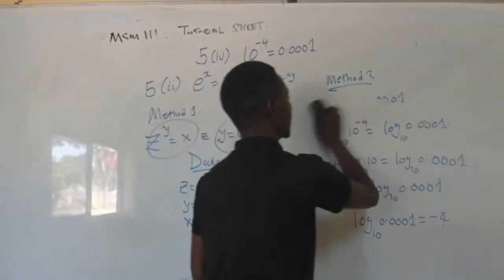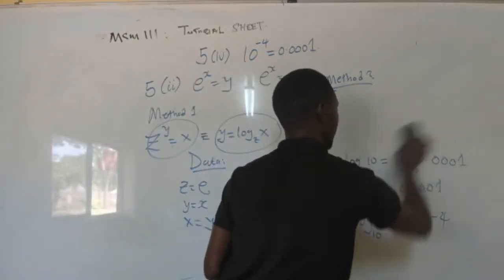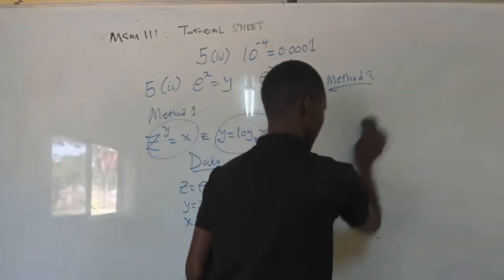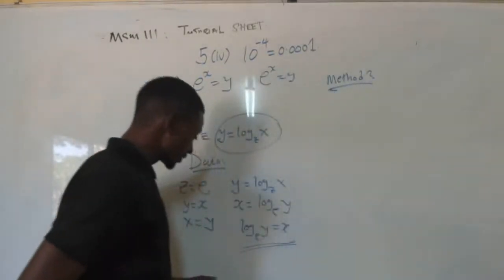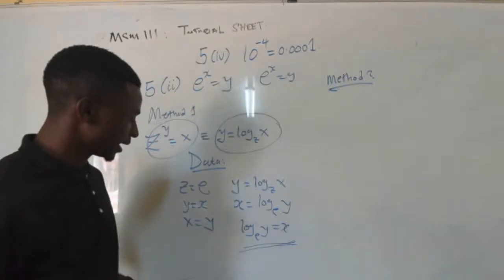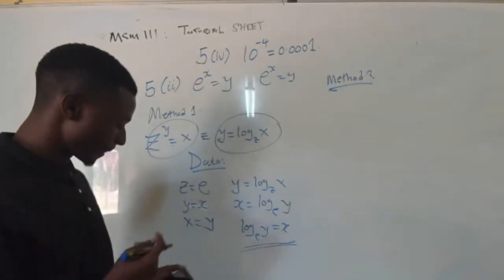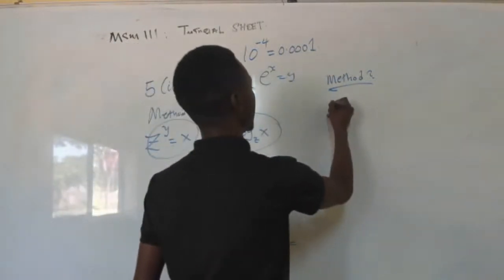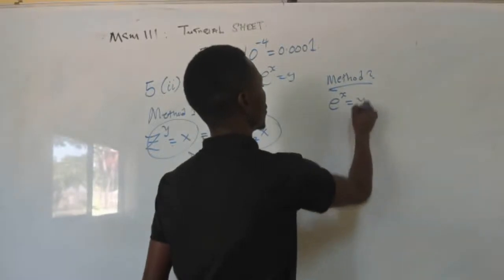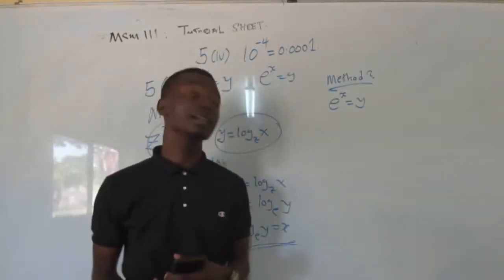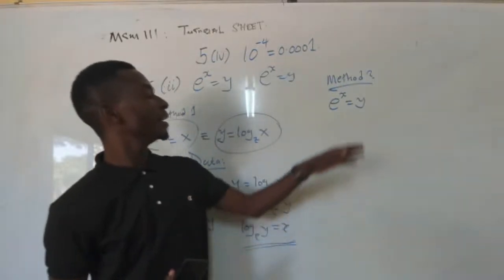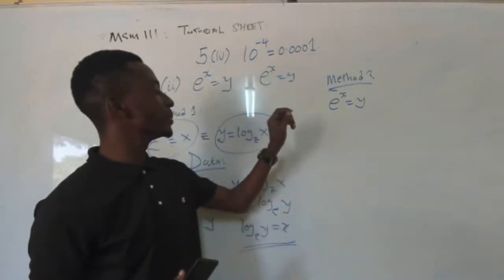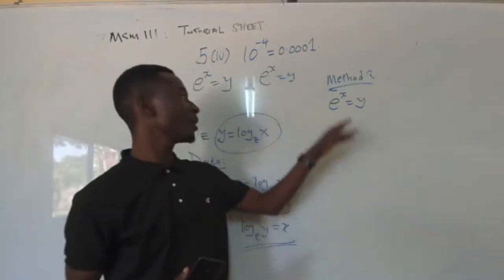So let's use the second method and see what we're going to get. It's very simple. We have e to the power x equal to y. If you want to use the second method, identify your base. Identifying the base is what is important here. So our base is what?